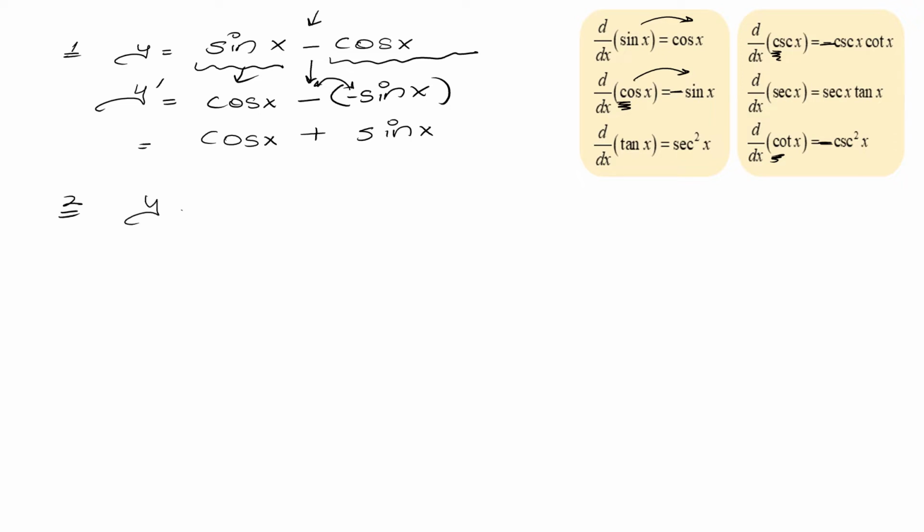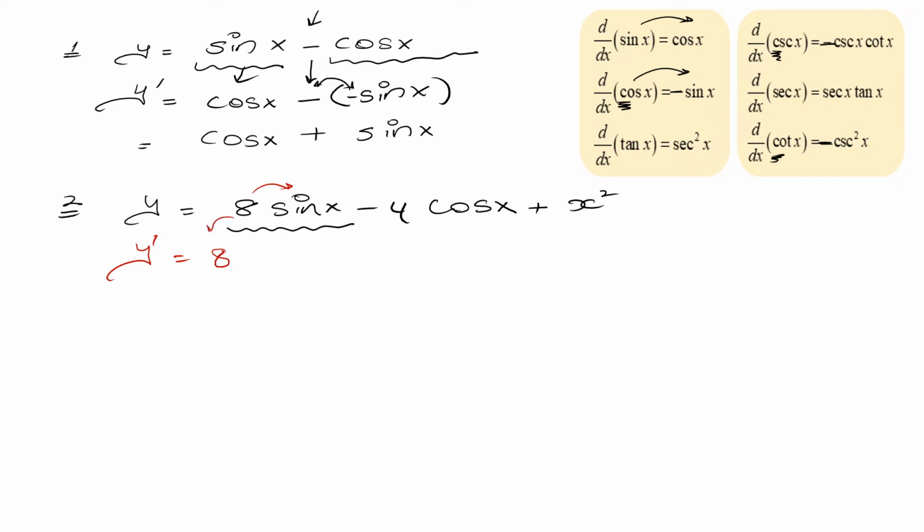Now let's suppose the question is y equals to 8 sine x minus 4 cosine x plus x square. Let's see this question. Now here we are going to apply the constant multiple rule. Why? Because 8 is multiplying with a function. So what we do when some constant is multiplied with the function, we write the constant as it is, and take the derivative of the function.